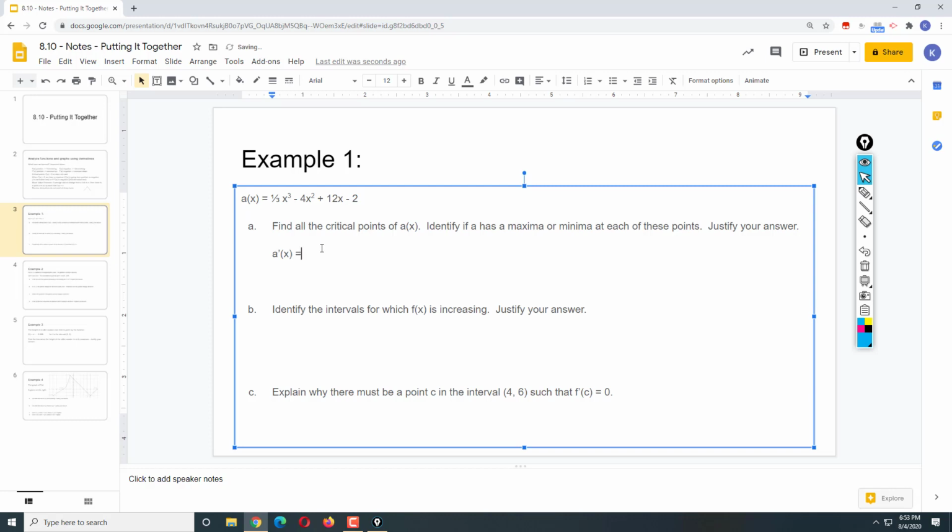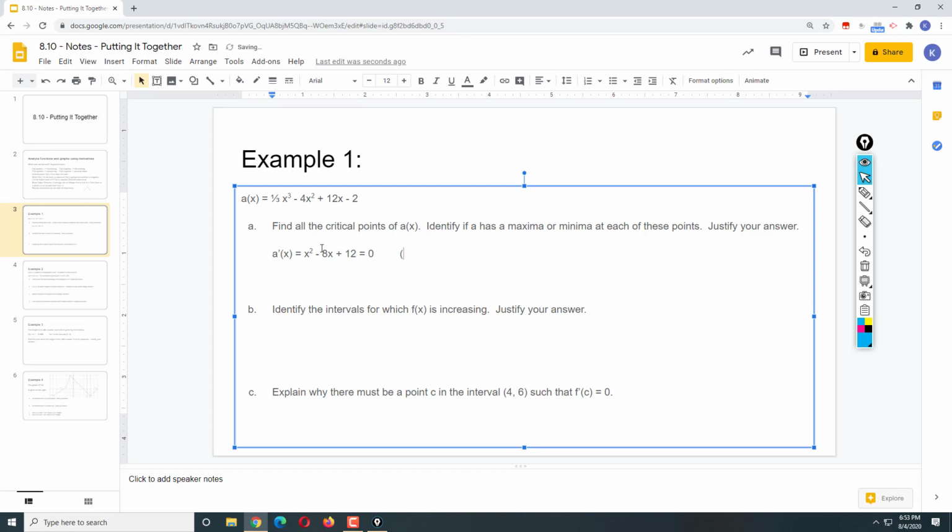So A prime of x equals the derivative of 1/3 x cubed, which is x squared. The derivative of minus 4x squared is negative 8x. The derivative of plus 12x is plus 12. And the derivative of negative 2 is 0. So the derivative of A is x squared minus 8x plus 12. At critical points, well, this is a quadratic, so it's defined everywhere. So we want to find where the derivative is 0.